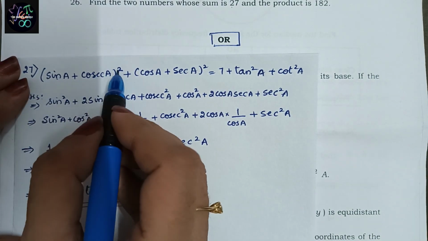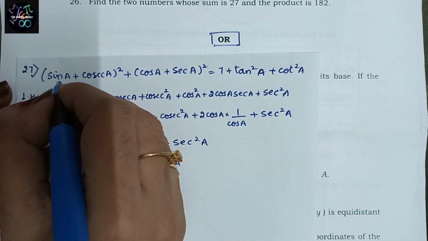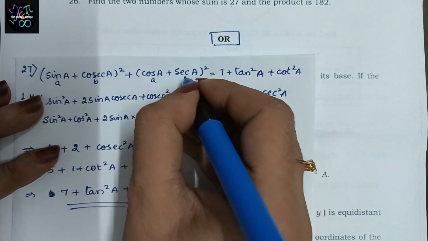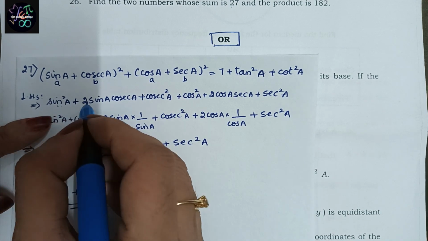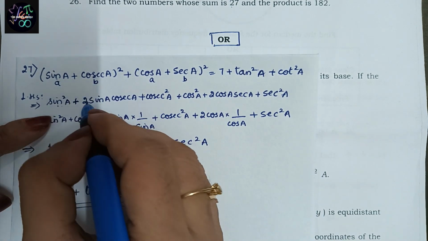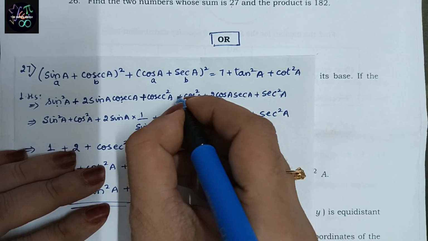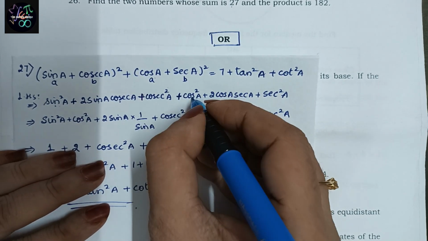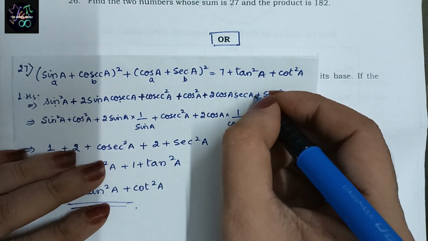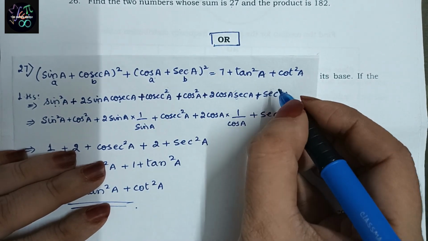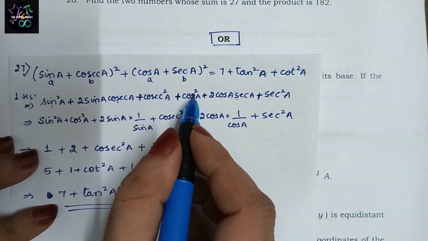(Sin A plus cosec A) whole square plus (cos A plus sec A) whole square. Let us consider these as (a plus b) whole square and this also (a plus b) whole square. So I'll split using the formula: a square, a means sin square A, plus 2ab, 2 sin A cosec A, plus b square, b is cosec square A. Plus this bracket, let us open: a square cos square A, plus 2ab, 2 cos A sec A, plus b square sec square A. Okay. Next, let us bring sin square and cos square near.